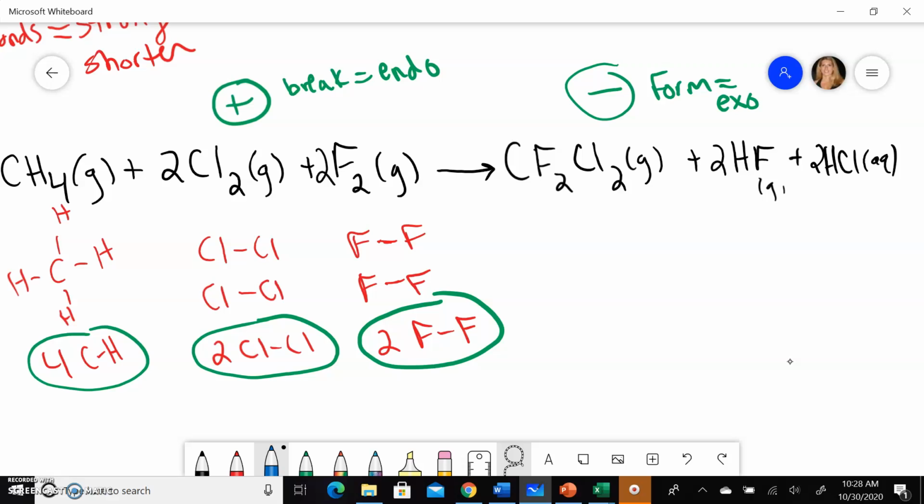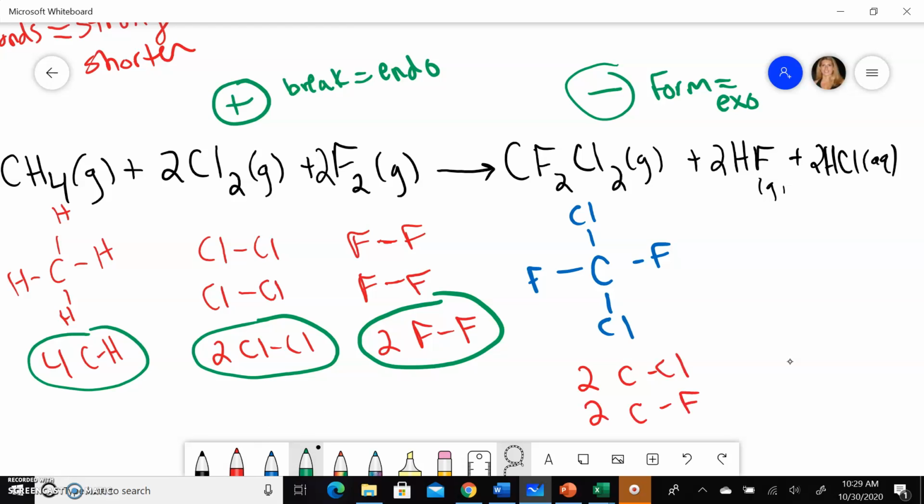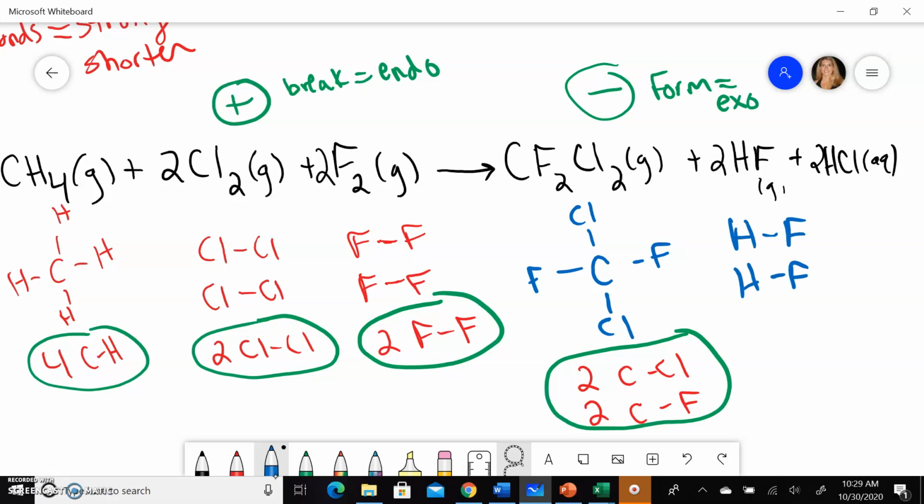So let's go ahead and draw this. We have C in the middle. On 2 of the sides we have fluorine, and on 2 we have chlorine. So in this molecule, we're going to form 2 C to Cl bonds and 2 C to F bonds. For the HF, it says we have 2 of them, that coefficient. So we have 2 HF bonds. And then for the last one, we have 2 HCl's.